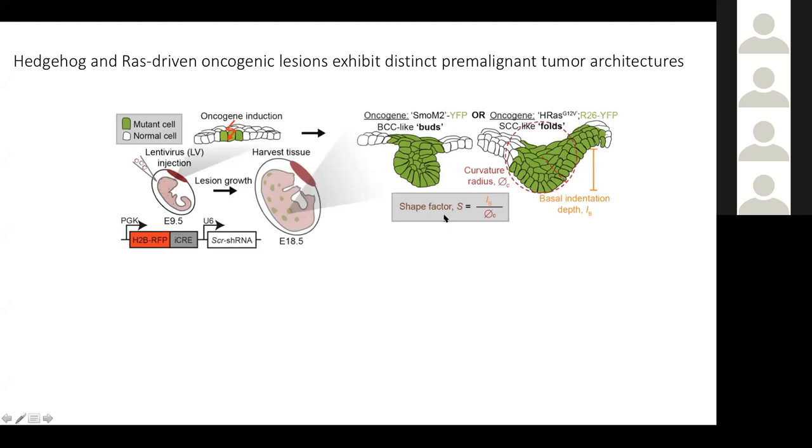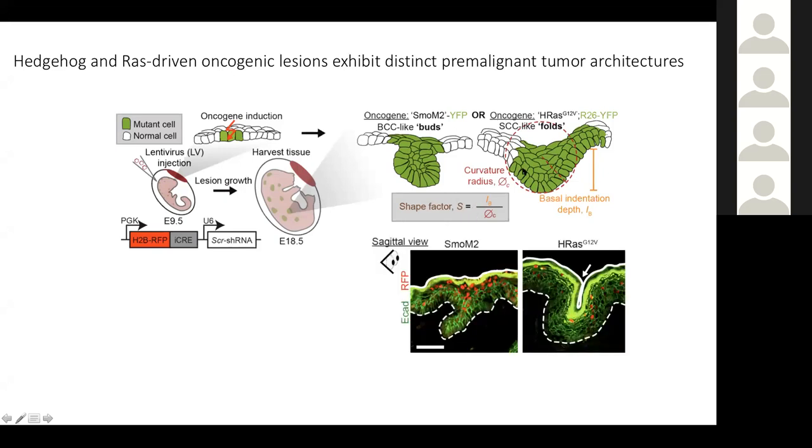This gives rise to these distinct folds, which I'll characterize by these morphometric features. But let me show you first that this works. If we introduce a mutation in the hedgehog pathway, which I'll abbreviate as SMO or SMO-M2, the details aren't critical, but that will be an activating mutation in the hedgehog pathway, we get these budded-like features. And if we introduce a mutation in the RAS MAP kinase pathway, we get these folded features.